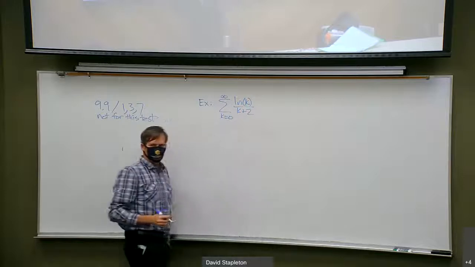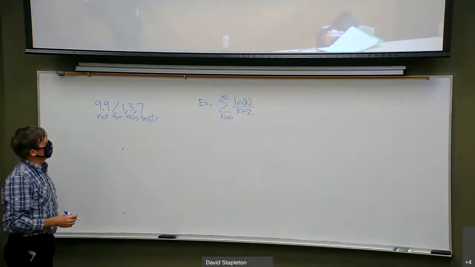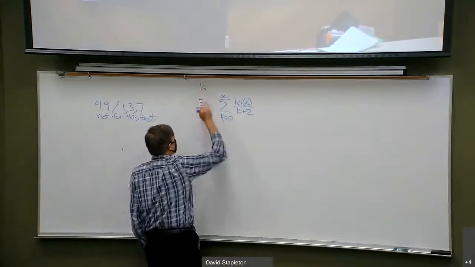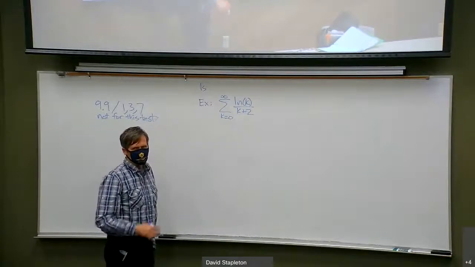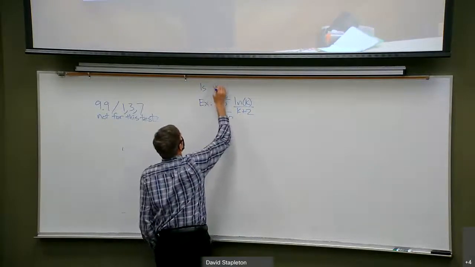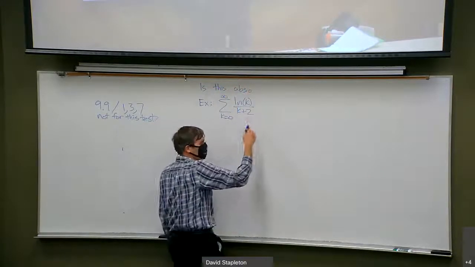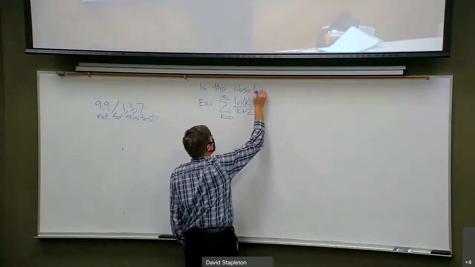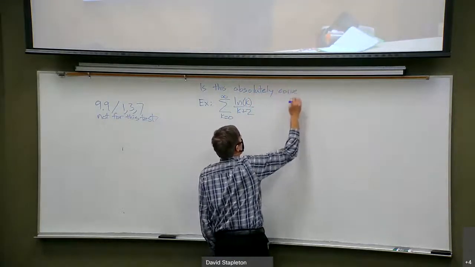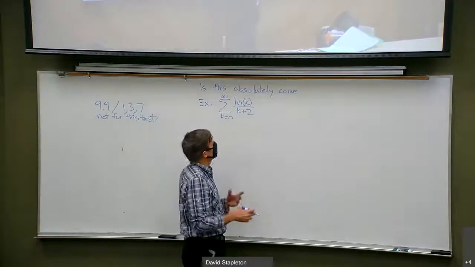I believe this is the first problem on the review sheet. I'm going to ask some of these problems just like that very first problem you see on the practice test. Is this absolutely convergent, meaning the series of corresponding absolute values converges? In which case it has a nice property that you can rearrange an infinite number of terms without affecting the value of the sum.